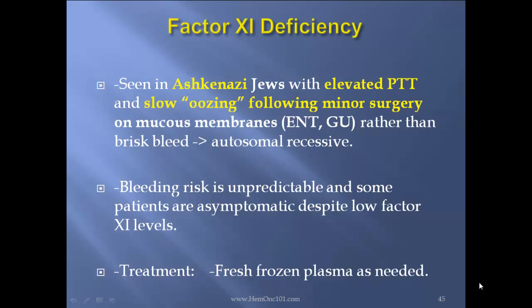Factor 11 deficiency is seen in Ashkenazi Jews with elevated PTT and slow oozing following minor surgery on mucous membranes such as GI or ENT, rather than a brisk bleed, and is autosomal recessive. Bleeding risk is unpredictable, and some patients are asymptomatic despite low factor 11 levels. Treatment: FFP, as needed.